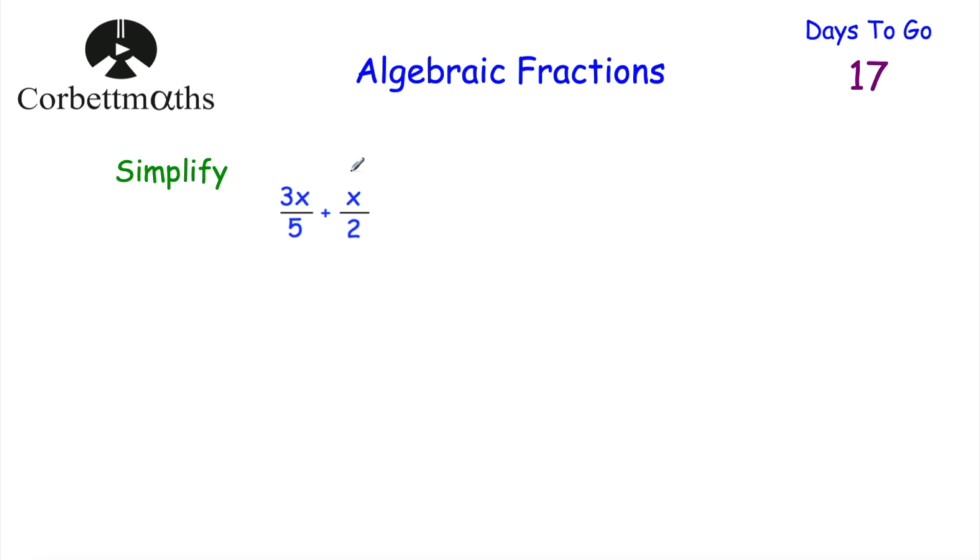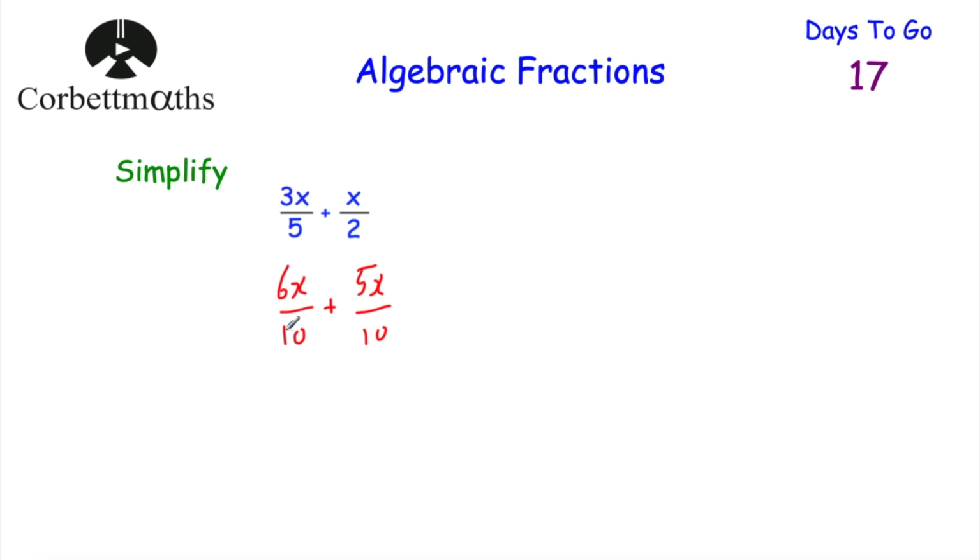Okay, so if I wanted to add these algebraic fractions, what I want to do is I want to have the same denominator. So with 5 and 2, a common denominator that I'm going to choose would be 10. So 10 and 10. To get from 5 to 10, we multiply by 2. So we need to multiply the numerator by 2. So that'll be 6x. And then with this fraction, to get from 2 to 10, we multiply by 5. So let's multiply the numerator by 5. X times 5 is 5x.